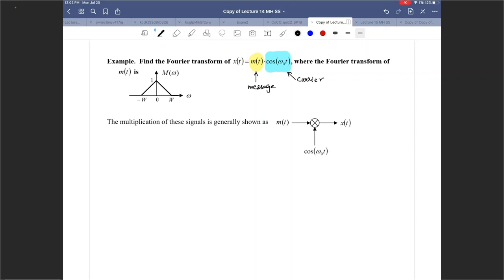Now let us come back to the Fourier transform world. Let us just treat this as an example problem. You are given the Fourier transform of m of t. You are given that m of t has a Fourier transform of a triangle. By the way, what shape is small m of t?